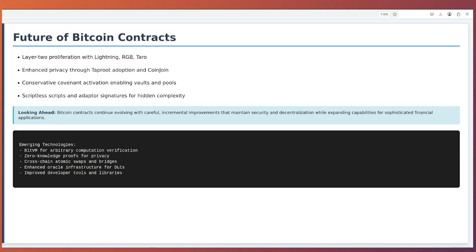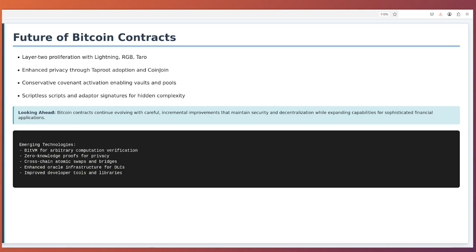Enhanced privacy through Taproot adoption will make complex contracts indistinguishable from simple payments. CoinJoin implementations will improve transaction unlinkability. Cross-input signature aggregation will enhance privacy and efficiency. Covenant proposals will likely activate in some form, probably starting with conservative designs like CTV that enable clear use cases without introducing excessive complexity. Successively more powerful covenants may follow if the conservative versions prove safe.